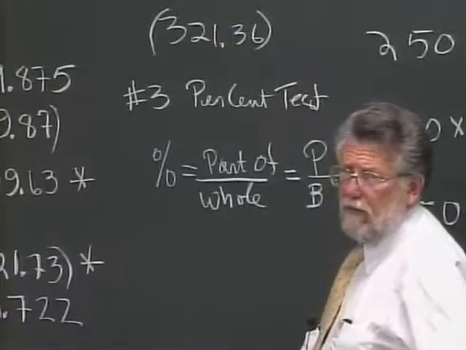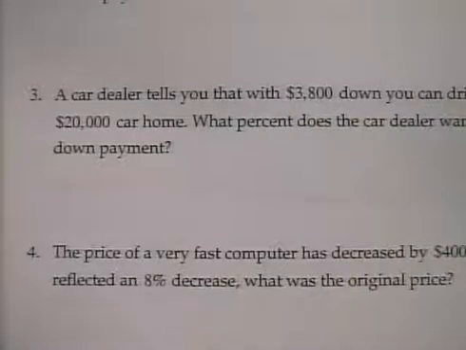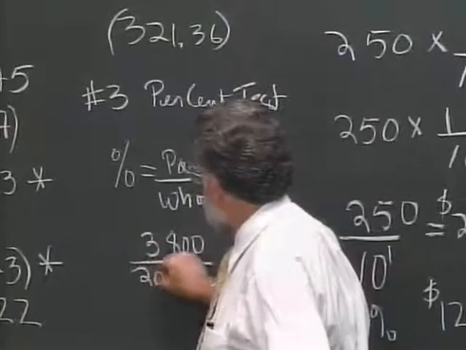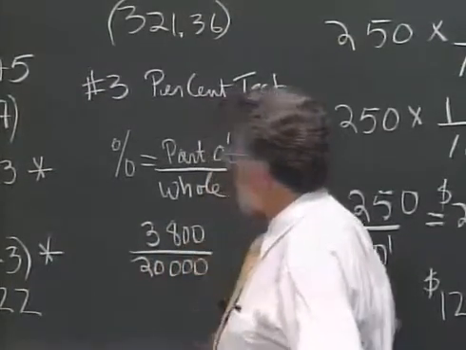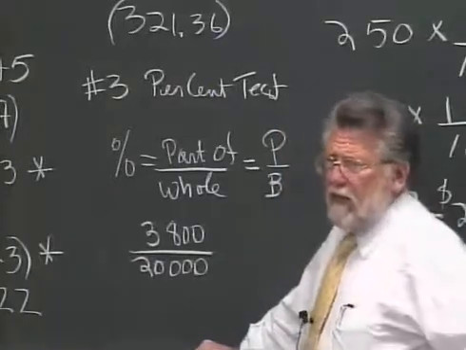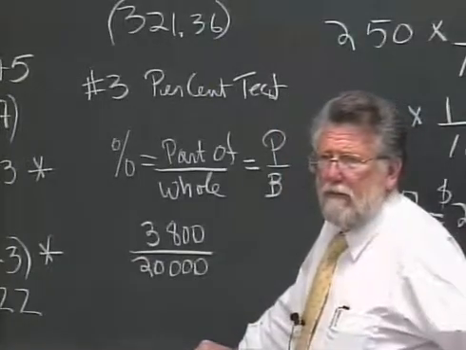Let's go back to the problem. What is the part that you're supposed to pay? $3,800. And the price of the vehicle? $20,000, correct? Now that's my substitution. Now, without your calculator, can you give me the answer?